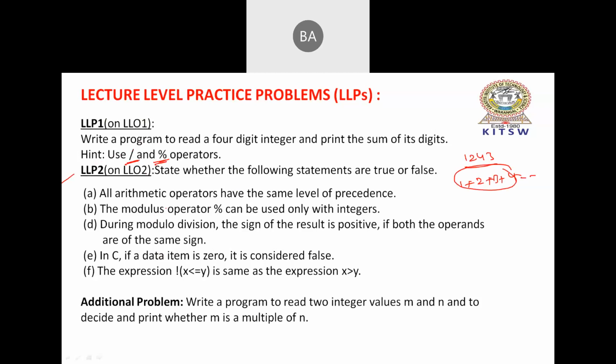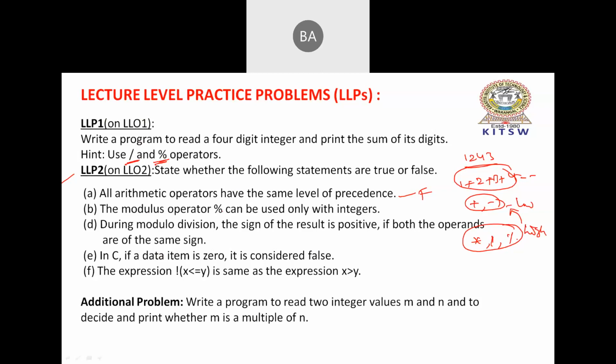State whether the following statements are true or false. All arithmetic operators have the same level of precedence. Is it true or false? It is not, because plus and minus have the same precedence, which is lower than star, slash and percent. These three have equal precedence, but they have more priority than arithmetic plus and minus.